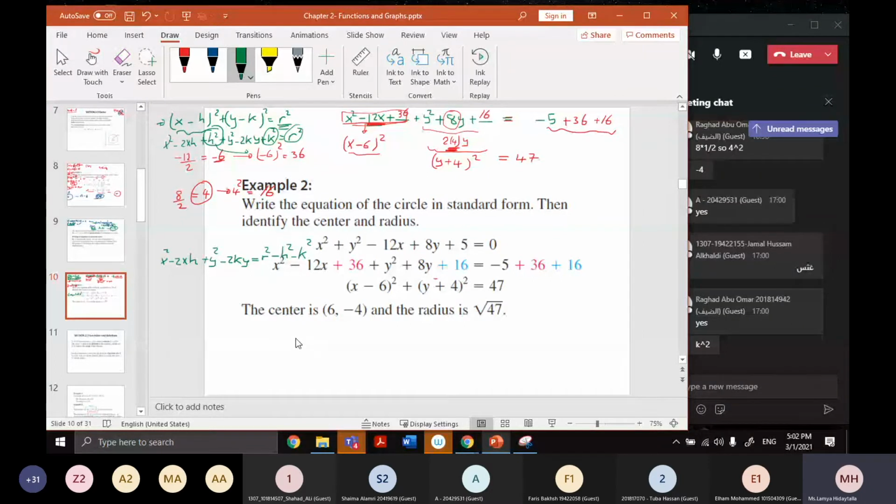And now just compare. Compare what? Your equation. What is my equation? The original one here.